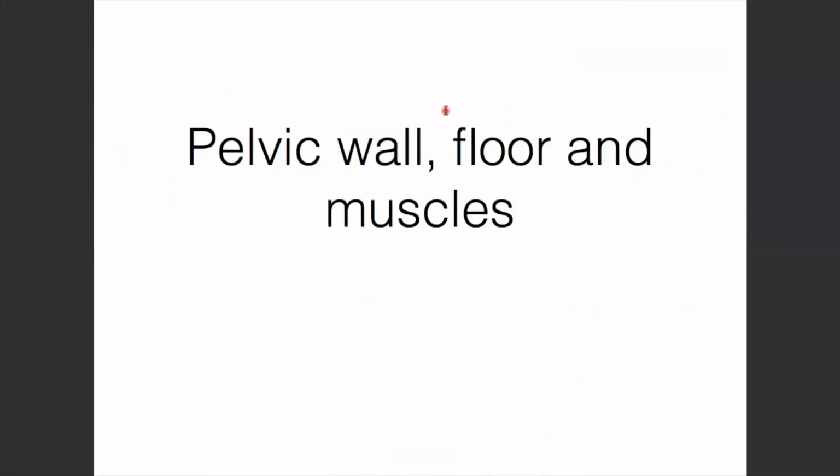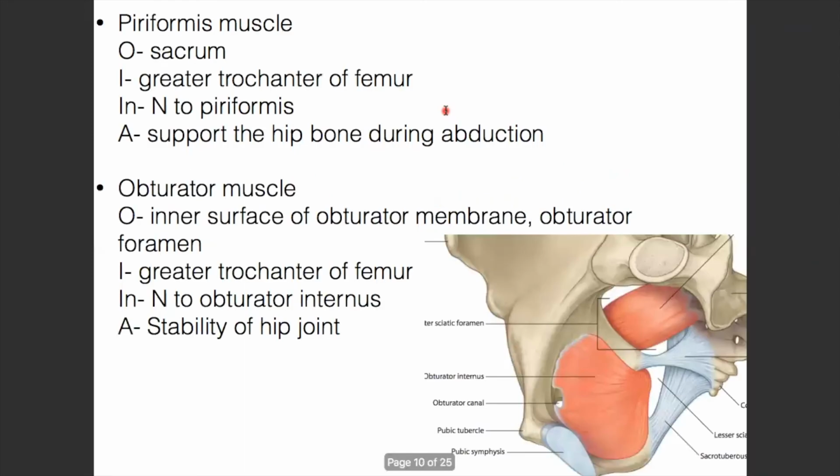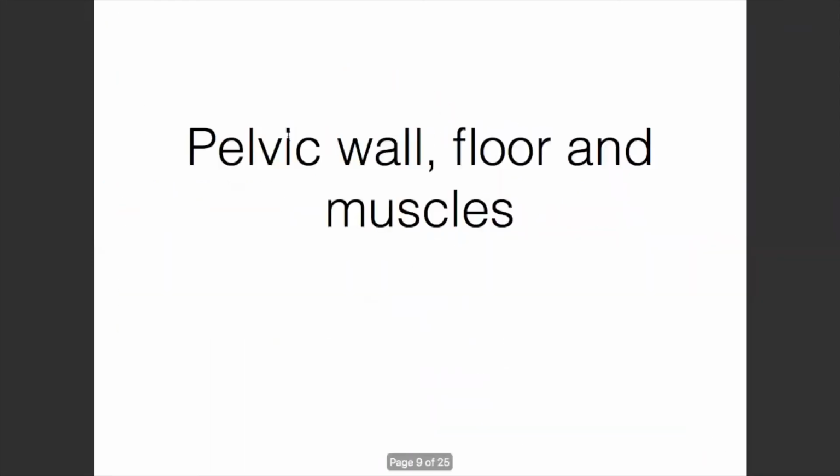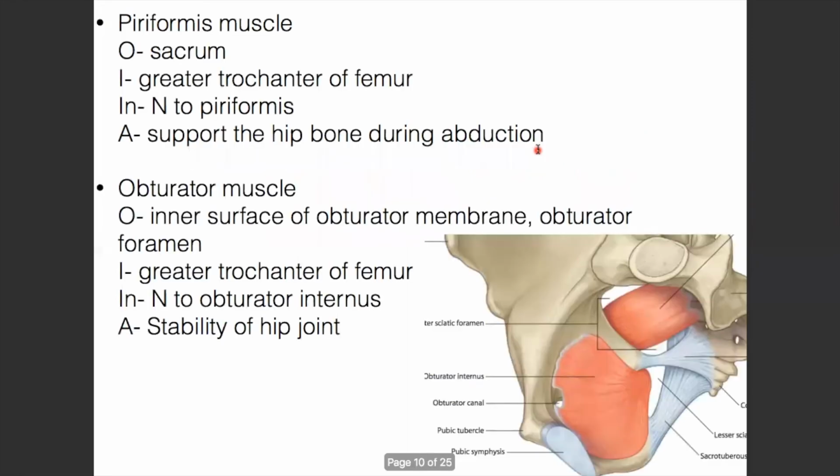Okay, next we have the pelvic wall, floor, and muscles. So the pelvic wall has two muscles, which are the piriformis and the obturator internus, while the floor has what we call the pelvic diaphragm, which we'll talk about in a bit. The piriformis and obturator muscles are important as muscles, but they're more important when you're studying them in the lower limb region. So I'll go really quickly through them because you're already going to be redoing them for the lower limb.